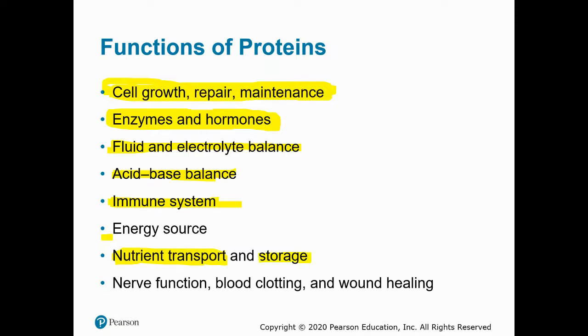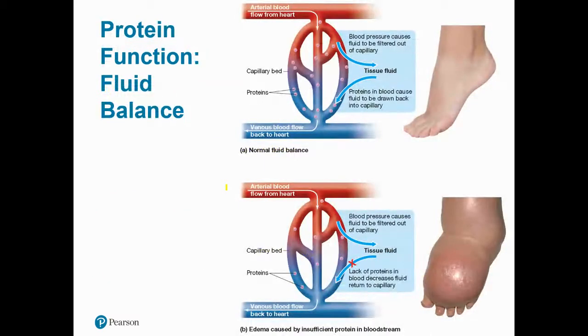And also how we store some compounds, some vitamins or minerals or other nutrients, the storage can be assisted by proteins. And then also our blood clotting, wound healing, which is again kind of an immune function, and our nervous system all rely on proteins. So this is just a short list, kind of a general overview, but proteins are super important to how the body works, not necessarily as an energy source.